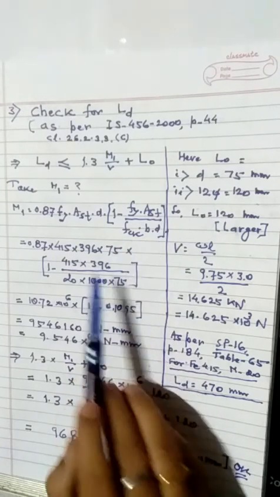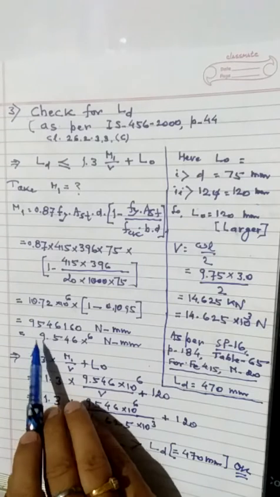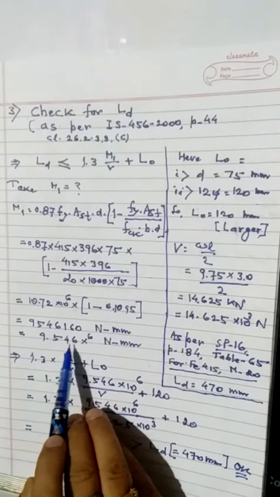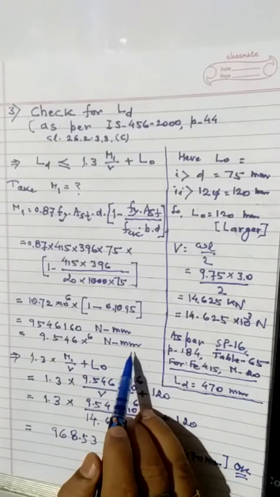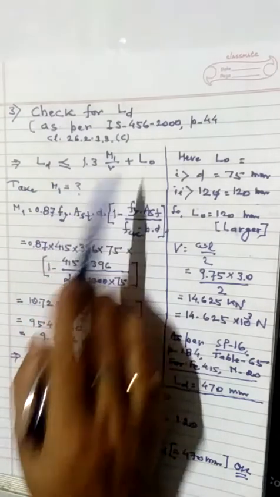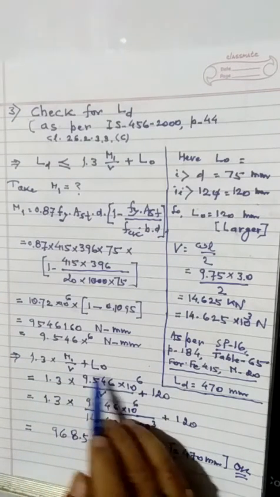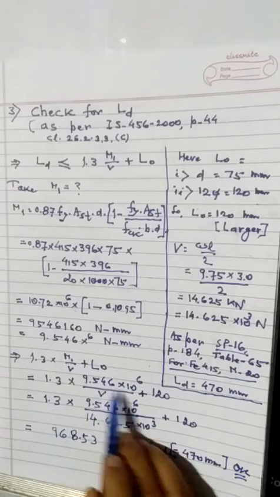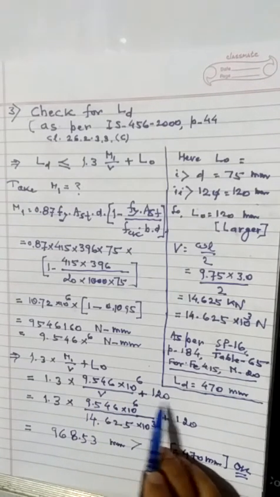So putting all the values, we get the bending moment M1 as 9.546 into 10 to the 6 Newton millimeter. Now putting everything in the given LD equation, that is L0 plus 1.3 M1 by V, that is 1.3 into 9.546 into 10 to the 6 divided by V, plus 120.